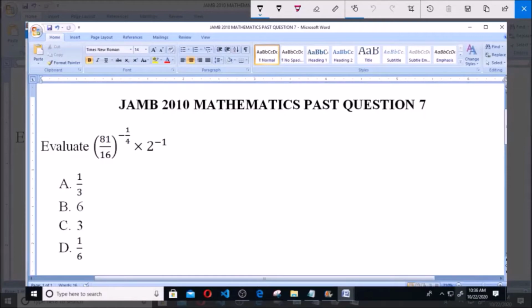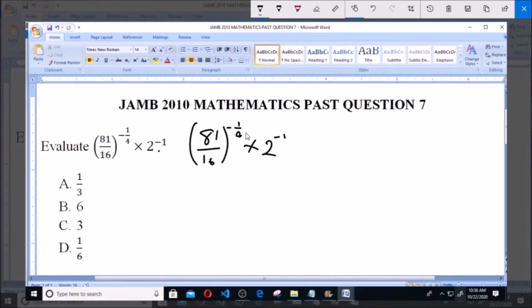I will be answering JAMB 2010 Mathematics Past Question 7. Evaluate 81 over 16 raised to the power of minus 1 over 4 multiplied by 2 raised to the power of minus 1. A is 1 over 3, B is 6, C is 3, and D is 1 over 6. Now we have to evaluate this expression: 81 over 16 raised to the power of minus 1 over 4 multiplied by 2 raised to the power of minus 1.